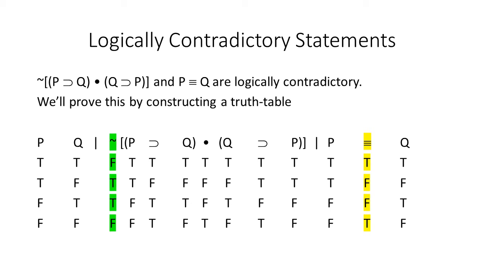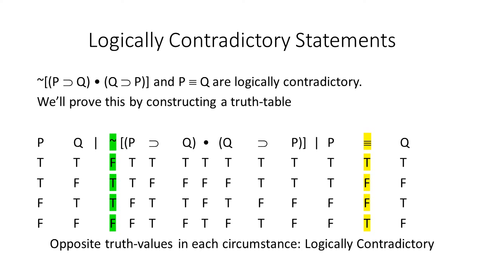Okay, so note in the first row, when the left thing is false, the right thing is true. In the second row, when the left thing is true, the right thing is false. Same with the third row. And then in the fourth row, when the left-hand side thing is false, the other thing's true. So in every row, they have opposite truth values. So these are logically contradictory. Opposite truth values in each circumstance, logically contradictory.